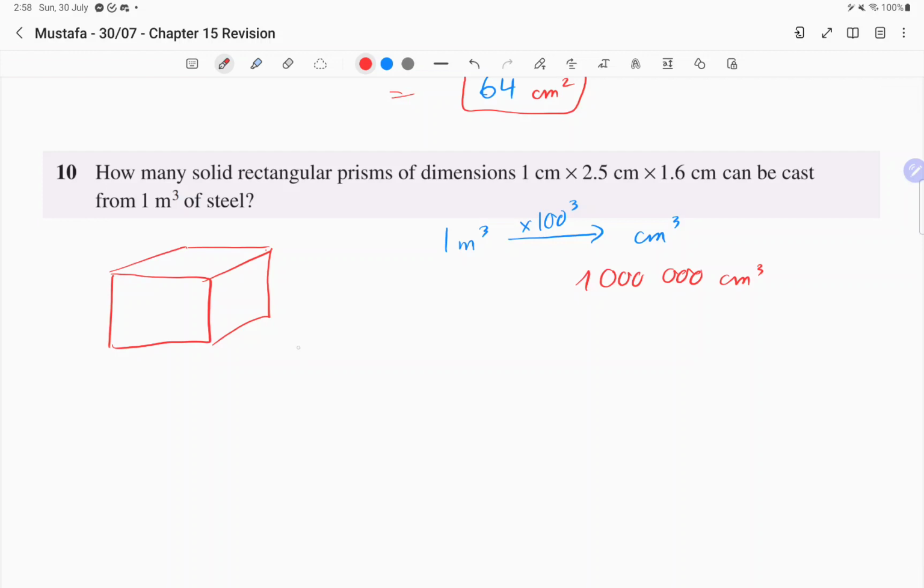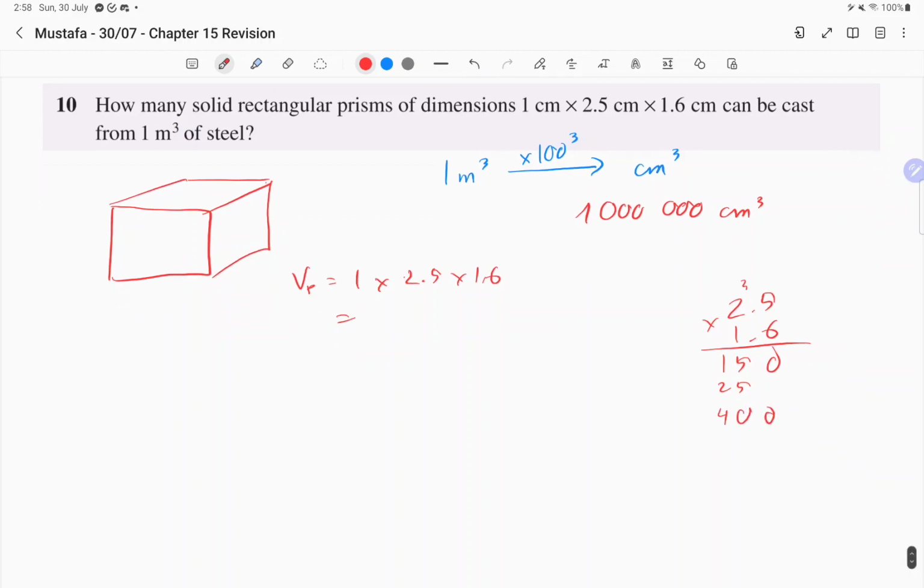Yes, you can, but normally you find the volume of the prism first, right? So that's 1 by 2.5 by 1.6. Okay, so you can just do this on the side here, 2.5, 1.6. So that would be 3, 15, 25. That would be 400. So looks about right. Okay. But then 2 decimal places, so it'll just be 4. So the volume is 4 cubic centimeters. So how many can be cast?